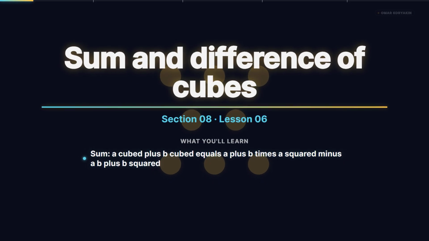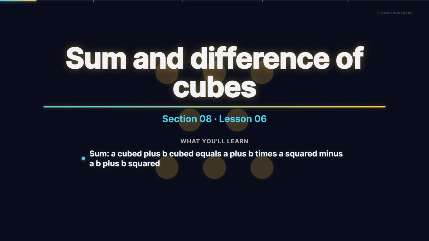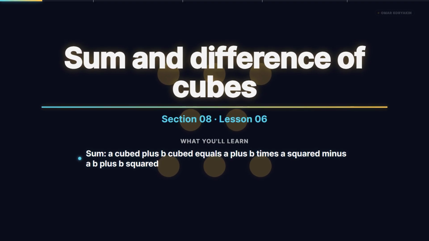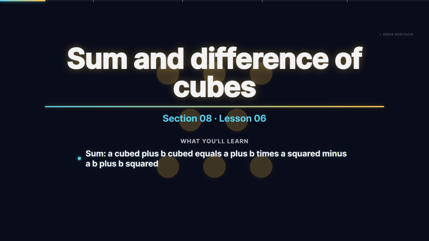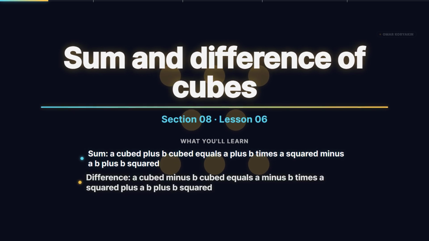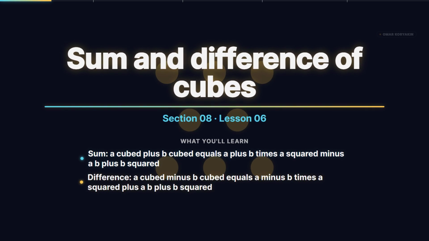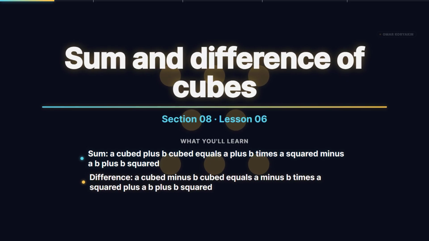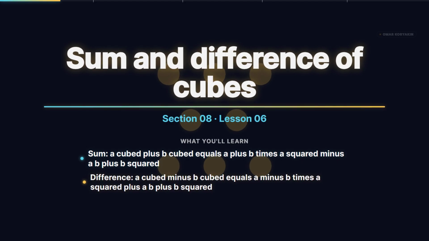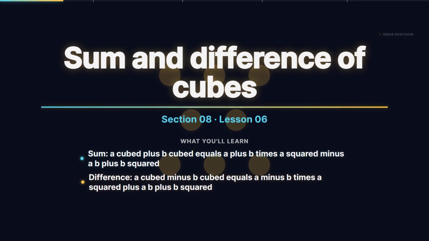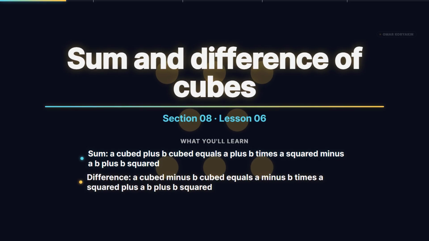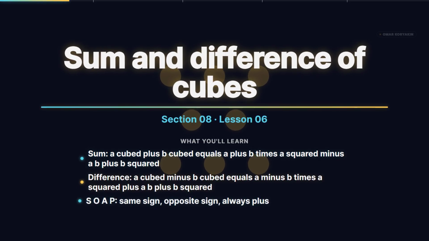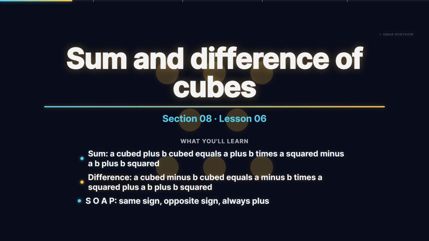The binomial is short, the trinomial has 3 terms, and the signs in the trinomial follow a rule that has a name we will use as a memory device. Recognizing 2 cubes is the entrance fee for either pattern. The standard memory aid is SOAP, same sign, opposite sign, always plus. The first sign of the binomial matches the original problem, the middle sign of the trinomial flips to the opposite, and the last sign of the trinomial is always plus. 3 letters, 4 sign decisions, no ambiguity.